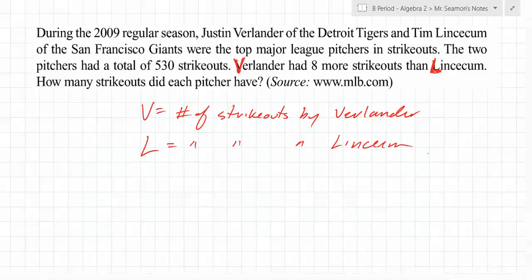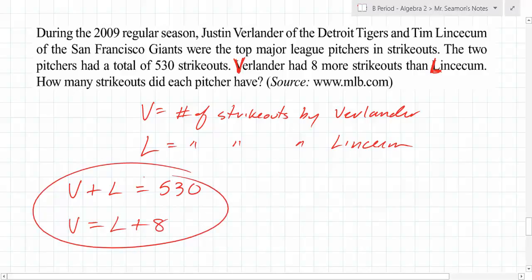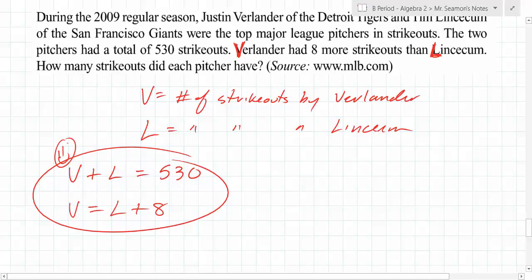Now we write our equations. What do we know V plus L is? 530. And what else does it say? It says that V is 8 more. So V is equal to L plus 8. How many equations do we have? We're happy now because we have two equations and two variables. What do we plug in where, Megan? What do we plug in where on this one?